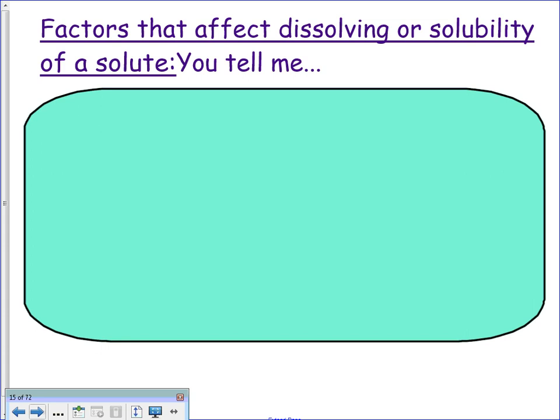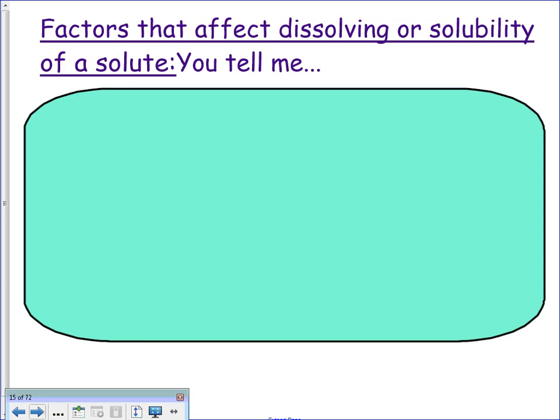What factors affect dissolving or solution processes? Tell me some things that affect the rate of dissolving, or if something is going to dissolve. Agitation. So you can either put something in water and stare at it forever, or you can do what to it to make it dissolve faster? Stir it up. Right. You use a stirring rod in chemistry, or you can just stir it with something else at home.